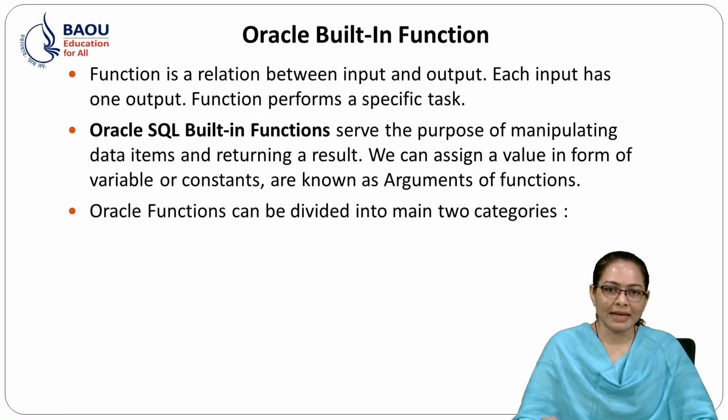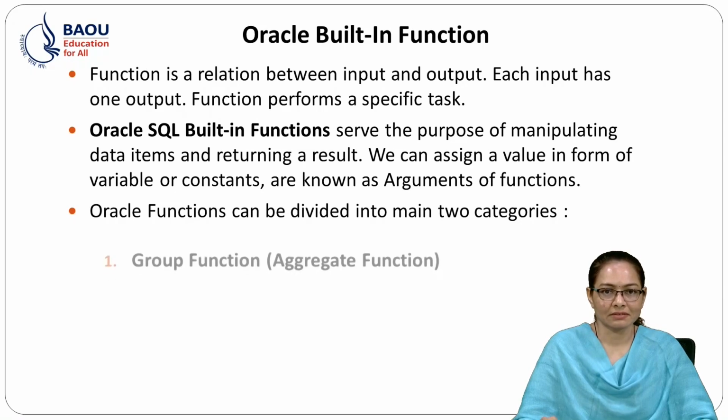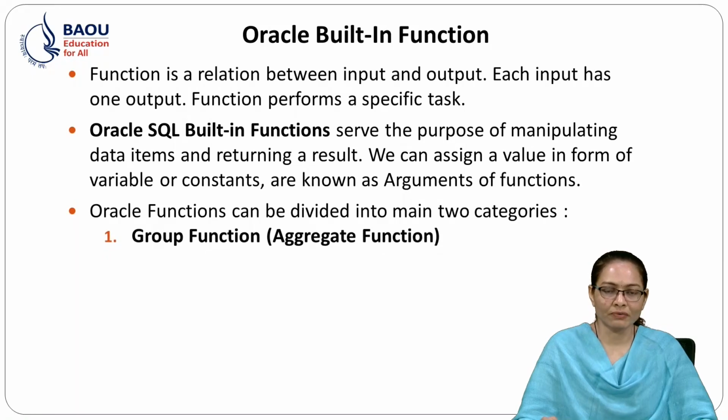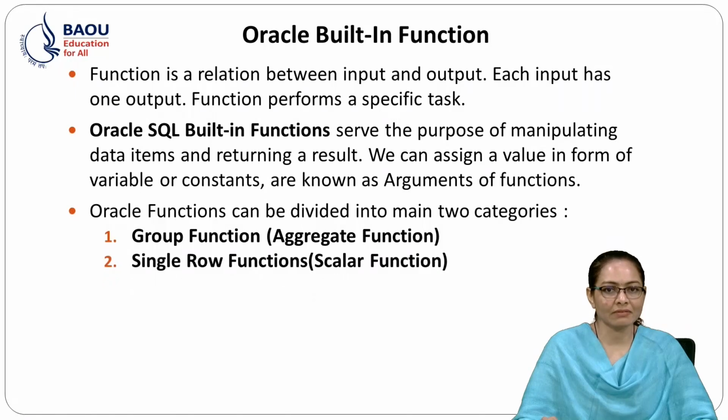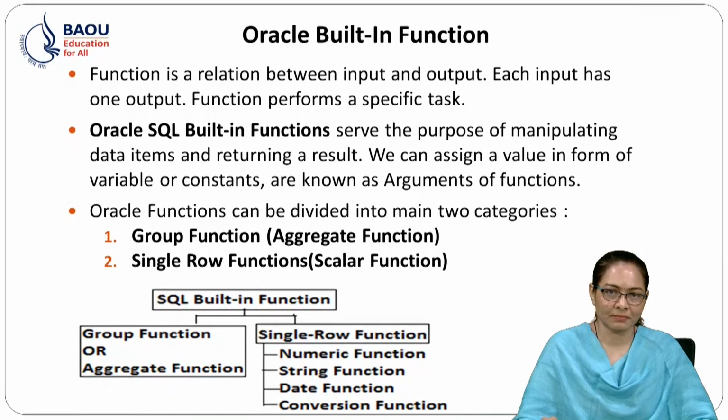Oracle functions can be divided into two categories. First is the group function, that is the aggregate function, and second is the single row function, or we can say scalar function. The scalar function is further divided into four parts: numeric function, string function, date function, and conversion function.